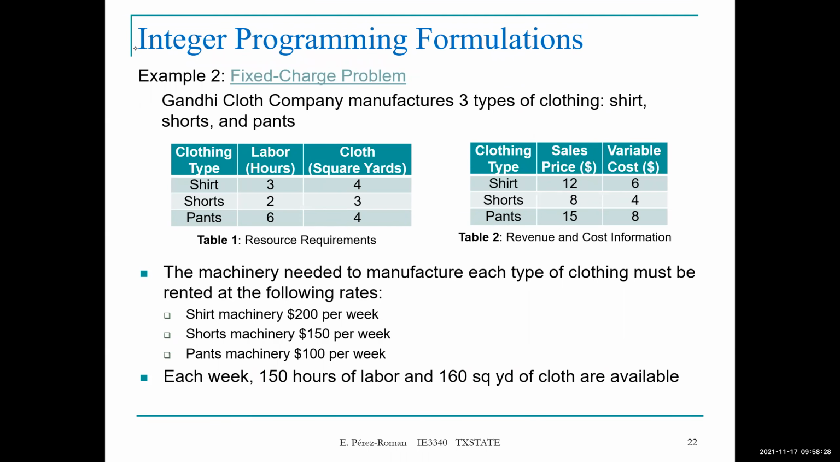So if you're going to produce shirts, you have to rent a machine for the shirts. If you're going to produce shorts, you have to rent a shorts machine. And if you're not producing pants, then you don't have to rent that machine. So that's a problem that we are going to formulate. So what is the optimal strategy? How many of each type per week are we going to produce?